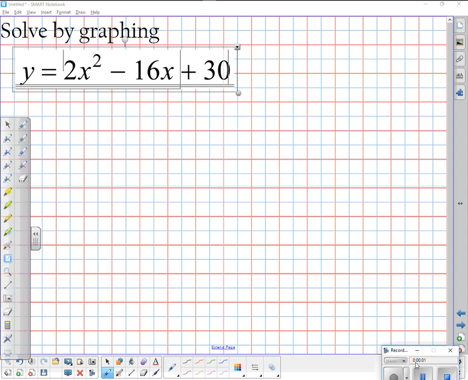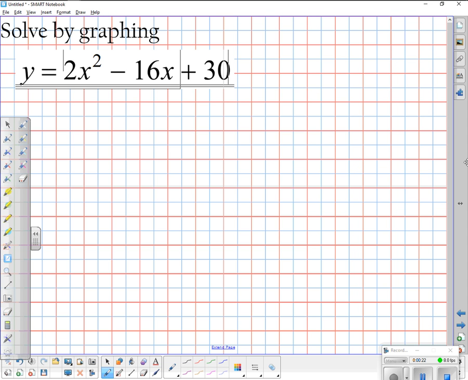Okay, in this video, I'm going to show you how to solve quadratics by graphing. We've done it by completing the square and by quadratic formula. Now let me show you how to do it by graphing. This is a real purpose for graphing to solve equations. Let's try to solve this equation.